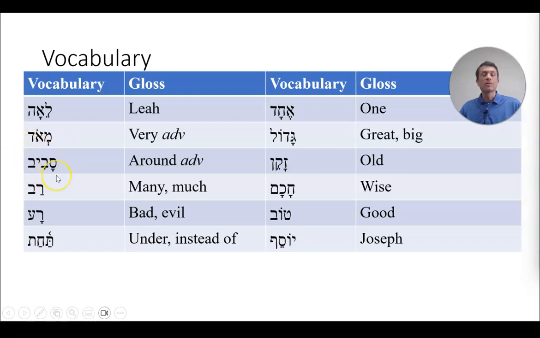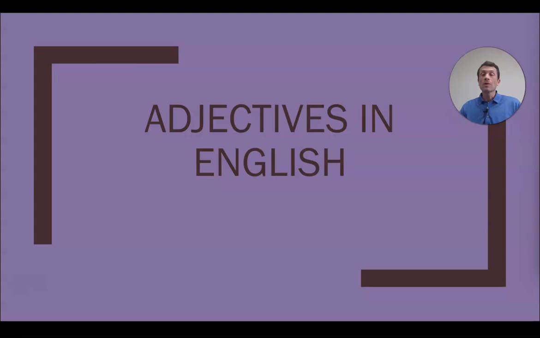Another adverb, saviv, means around. An adjective, rav, means much or many. Ra, below that, means bad or evil. And tachat means under or instead of. So we're going to be talking about adjectives this week.